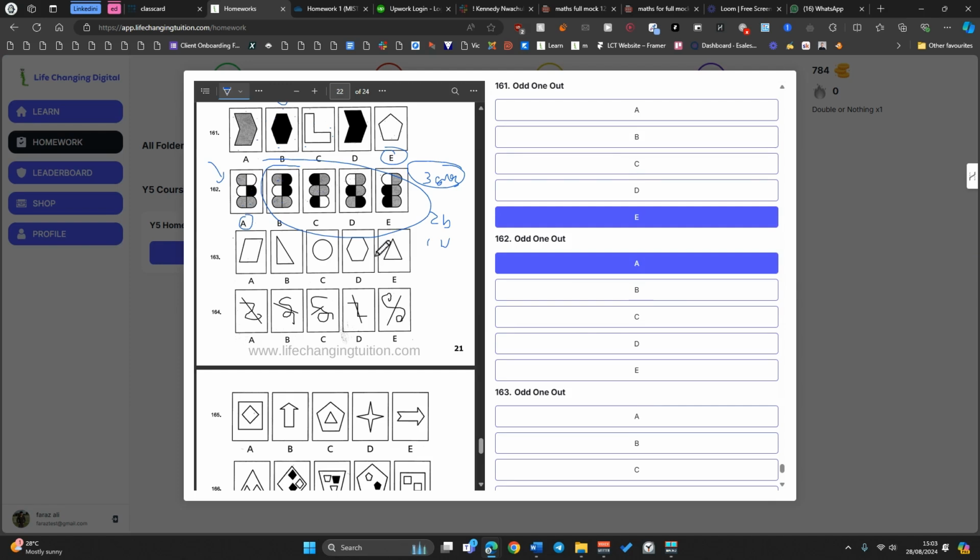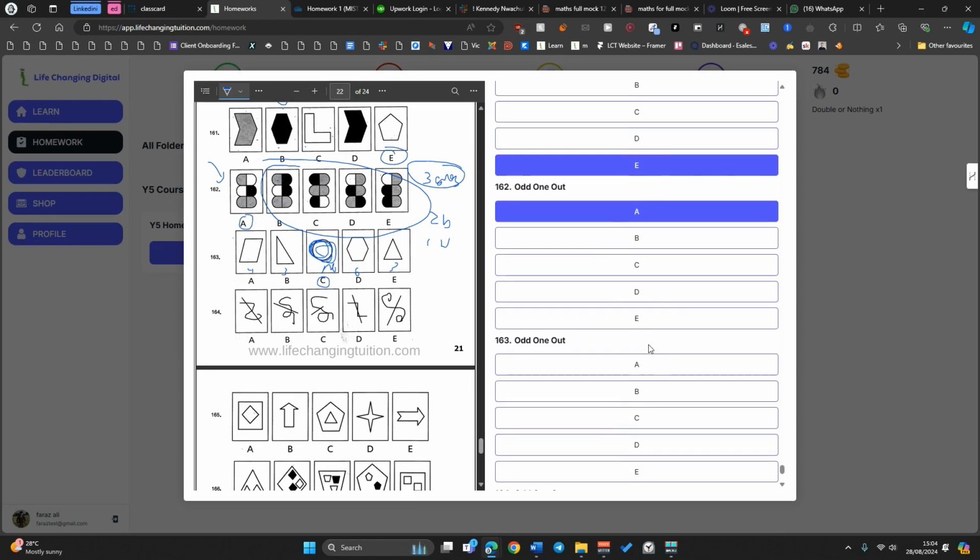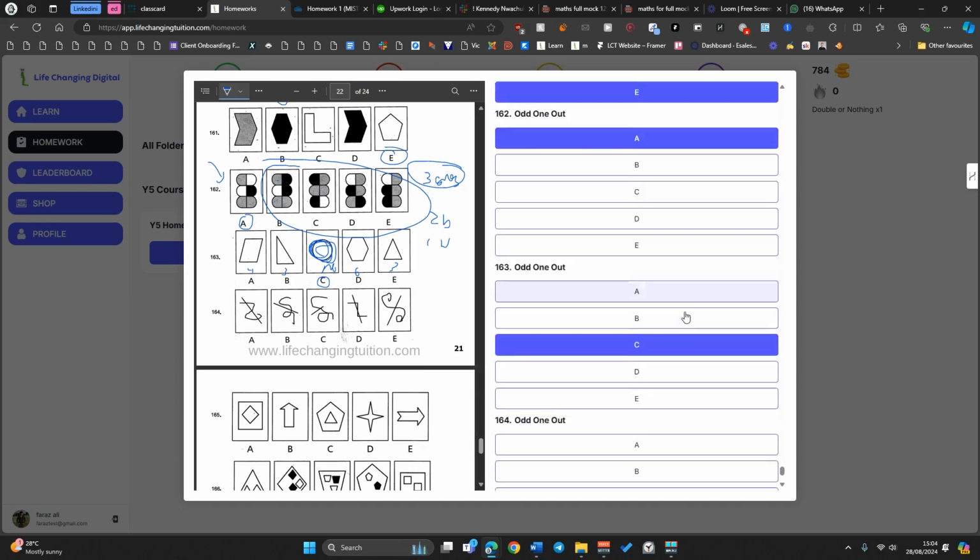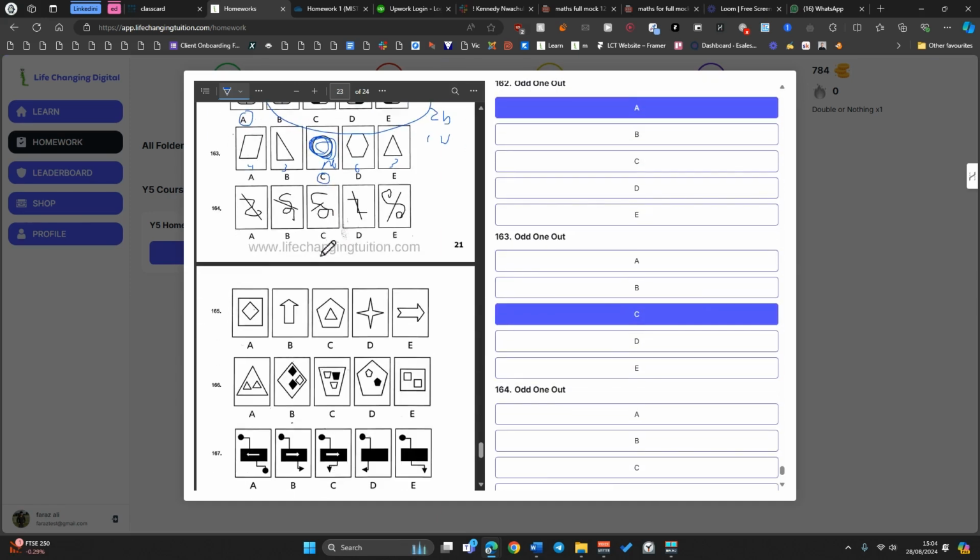So this is going to be another probably number of sides thing. So this is 4 sides, this is 3 sides, this is no sides, and this is 6 sides, and this is 3 sides. Well, I think this is also curved, right? This is the only one that's curved. So immediately I'm thinking C, because all of the other ones are regular shapes which have straight lines, whereas C is a circle which has curves, right? So question 163, C is going to be odd.